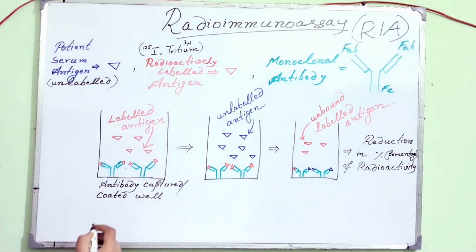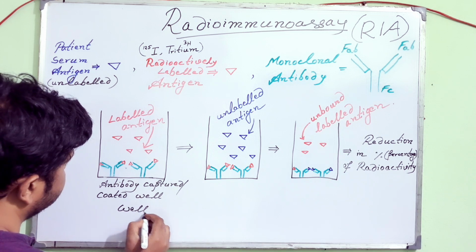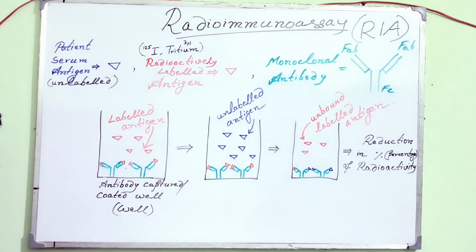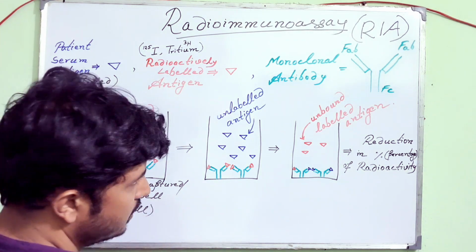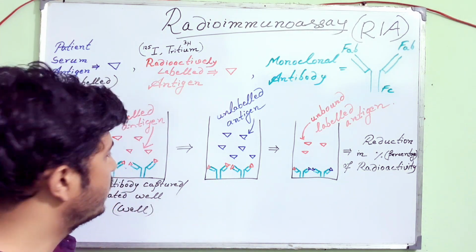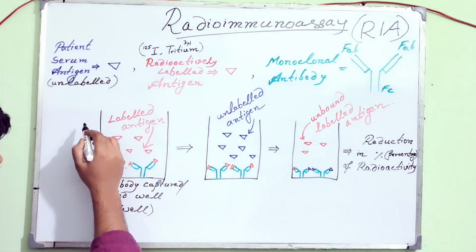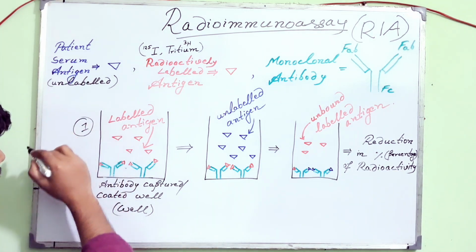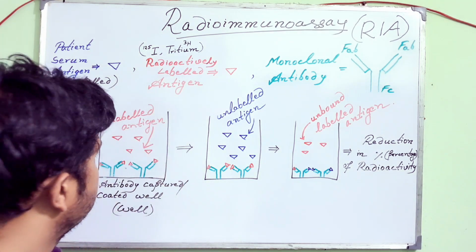Now let's take an example of a well. This is a well, which is previously coated with antibody. The monoclonal antibody is captured here in this well, so it is a coated well. Now in this coated well, you can see the first step I have given labeled antigen, that means radioactively labeled antigens.